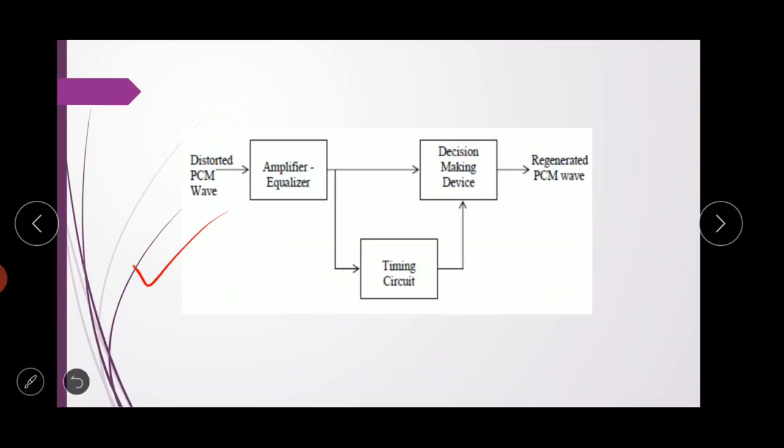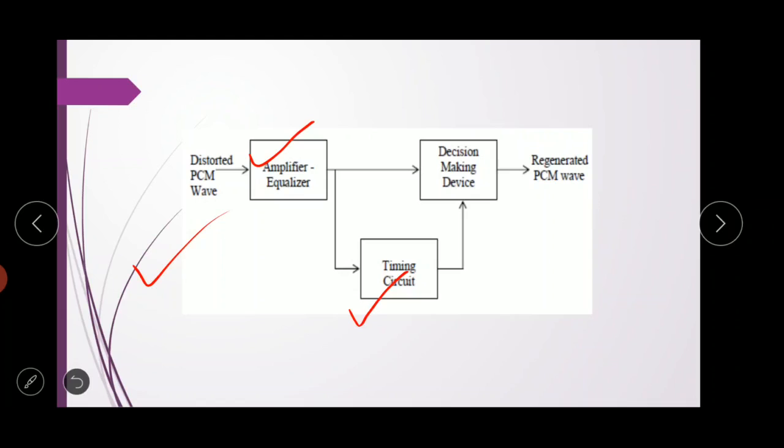So this one is the internal diagram of the regenerative repeater. The first one is the amplifier equalizer, which, as we know, amplifies the signal. This amplifier equalizer reshapes the distorted PCM wave so as to compensate for the effect of amplitude and phase distortion. Then the timing circuit.